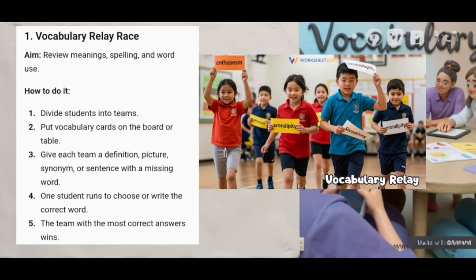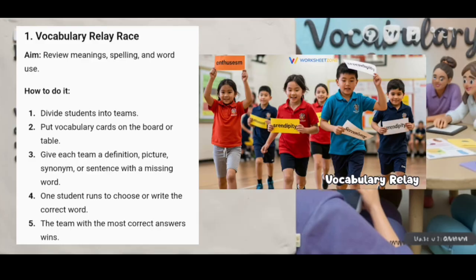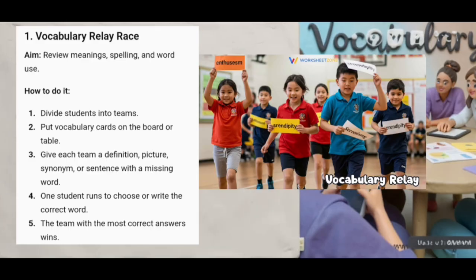So we have some activities to teach vocabulary. First one, vocabulary relay race. It aims to review meaning, spelling, and word use. So how to use it: divide students into teams, put vocabulary cards on the board or table. Give each team a definition, picture, synonym, or sentence without the missing word. One student runs to choose or write the correct word, and the team with the most correct answers wins. For example, definition: a person who studies stars and space. The answer, astronomer.